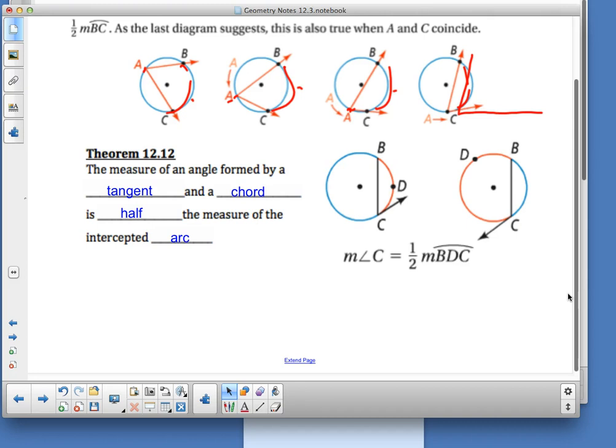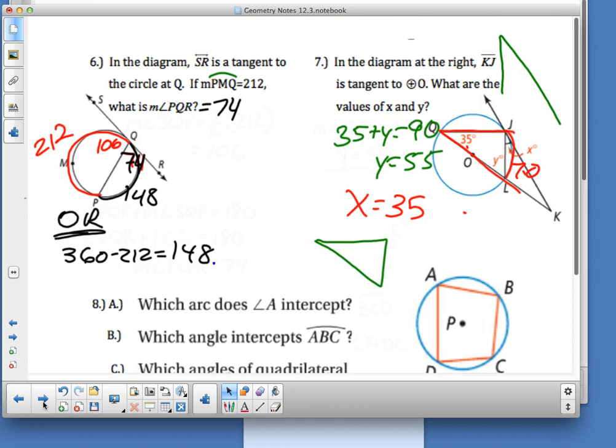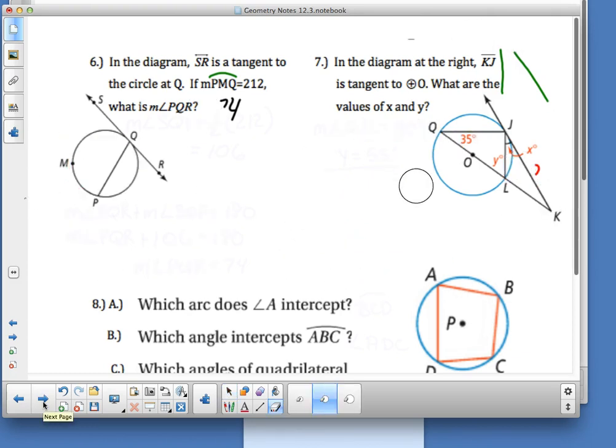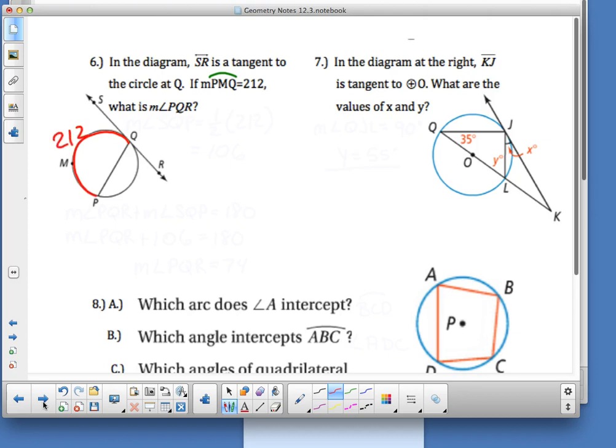So I've got two problems left and a self-quiz for you. And let's see if we can get that done a little differently here. So as we're going through, I have an arc measure, and if you would, please put in that arc. I didn't have it on your notes. Please put that arc in, PMQ, because it's got to be arc PMQ. Arc PMQ goes in. This is 212. Okay?